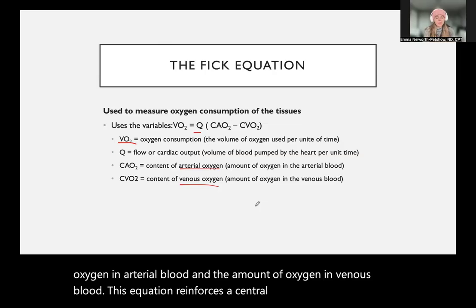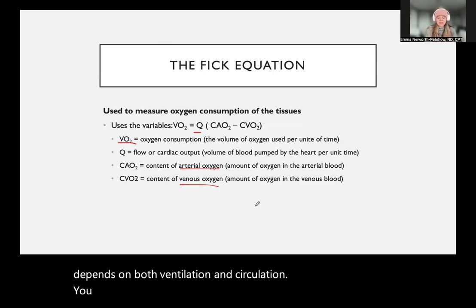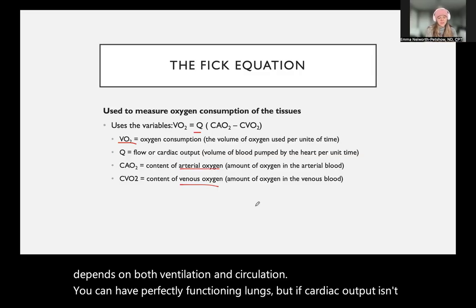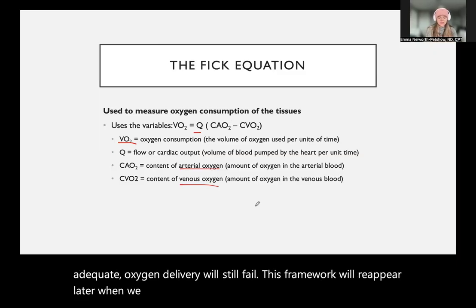Oxygen delivery depends on both ventilation and circulation. You can have perfectly functioning lungs, but if cardiac output isn't adequate, oxygen delivery will still fail. This framework will reappear later when we discuss ventilation efficiency.